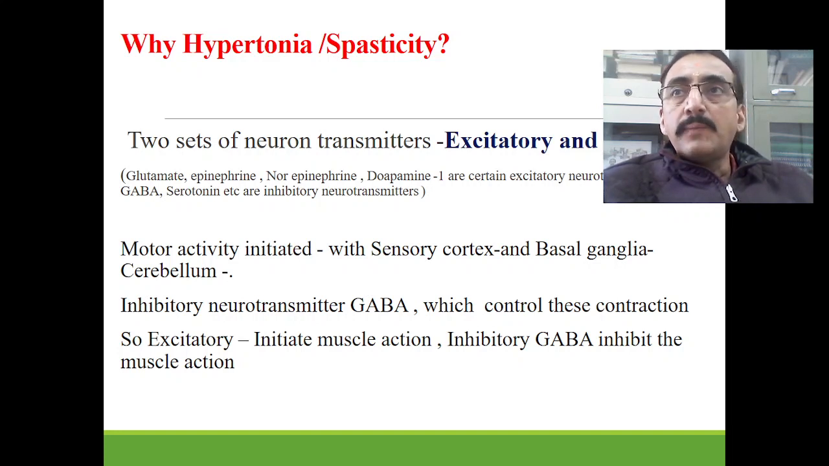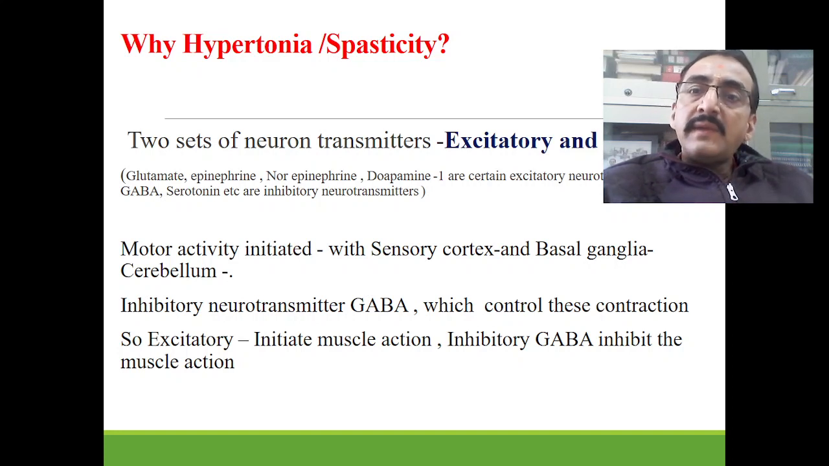Okay, some are related to the activation of the function, so they are proactive. That means they will perform the action. They are responsible for performance of the social, motor or sensory functions. What are these neurotransmitters? Glutamate, epinephrine, norepinephrine, dopamine 1. So these are some of the excitatory neurotransmitters.